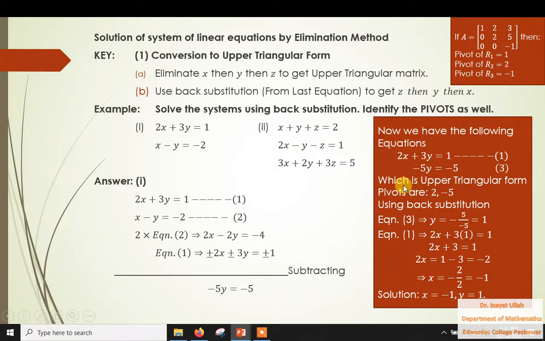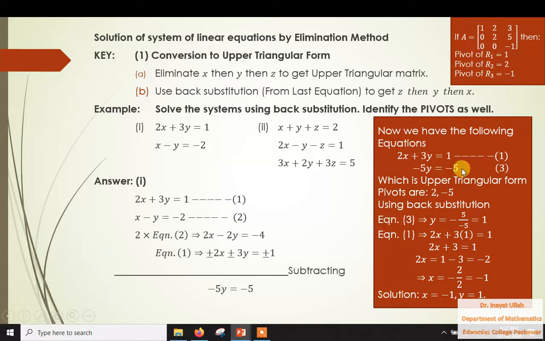And the pivots are: from the first equation, the first non-zero is 2, and from the second equation, the first non-zero is minus 5. So these are the pivots. The diagonal elements are the pivots of those two equations. Now we'll use back substitution. Back substitution means we'll start from the last equation.